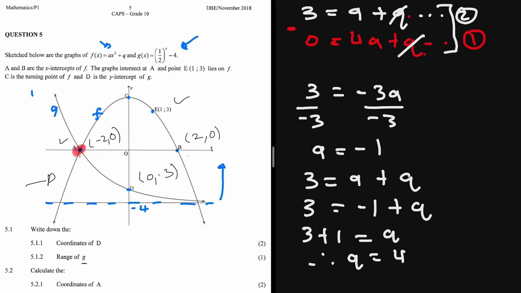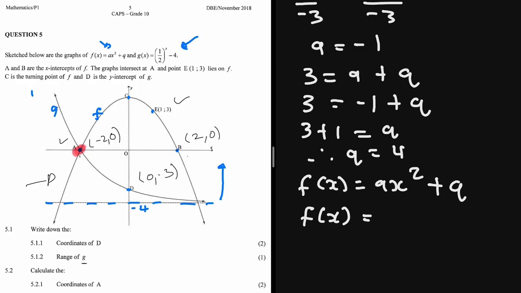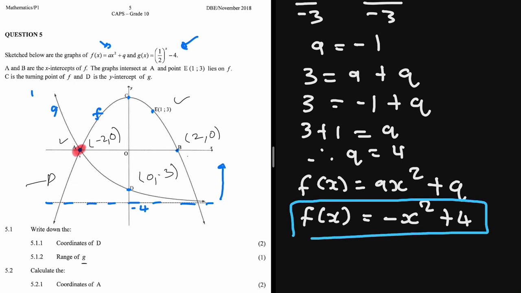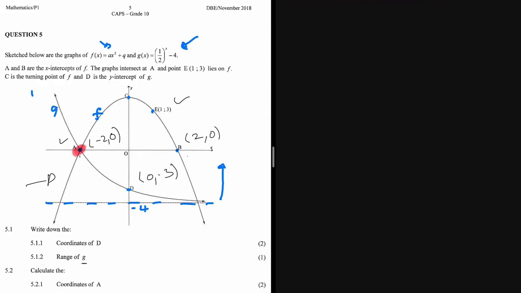That means we can now represent the equation of our exponential function, no, quadratic function I mean, which is given as f(x) equals ax squared plus q. We can substitute the value of a, which we got as -1, so this is going to be -x squared. The value of q we just got as +4. So this will be the equation of our quadratic function. Okay, so we can move on to the next question.